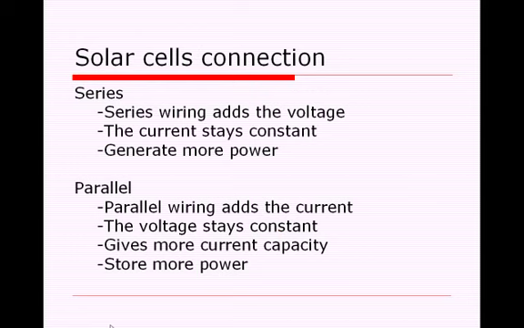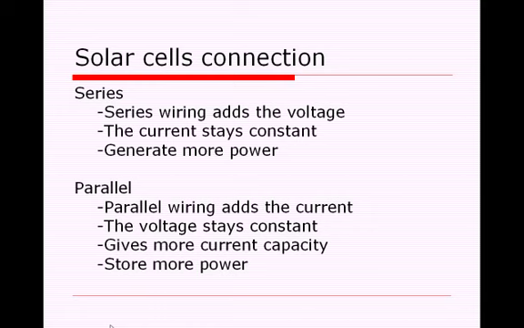To make a solar panel, one or more solar cells need to be connected. And there are two different ways to connect solar cells. One's in series and one's in parallel. When you connect solar cells in series, the voltage of solar cells add up. So for example, if you have a solar cell that generates 1 volt, and you connect two solar cells in series, then it will add up to 2 volts. And it will also generate more power, but the current will stay constant.